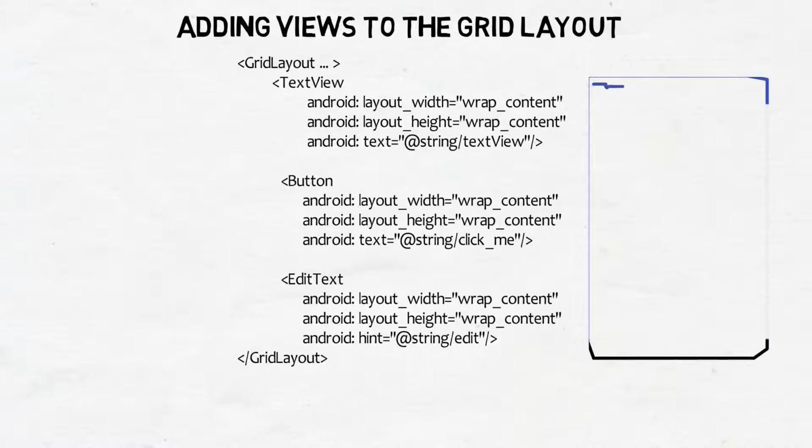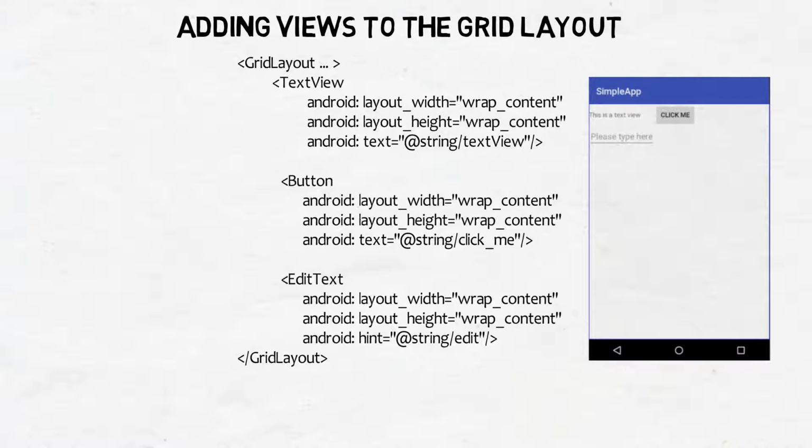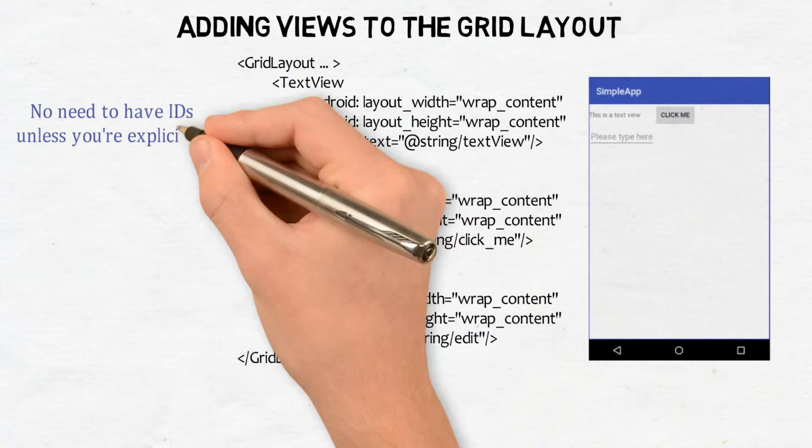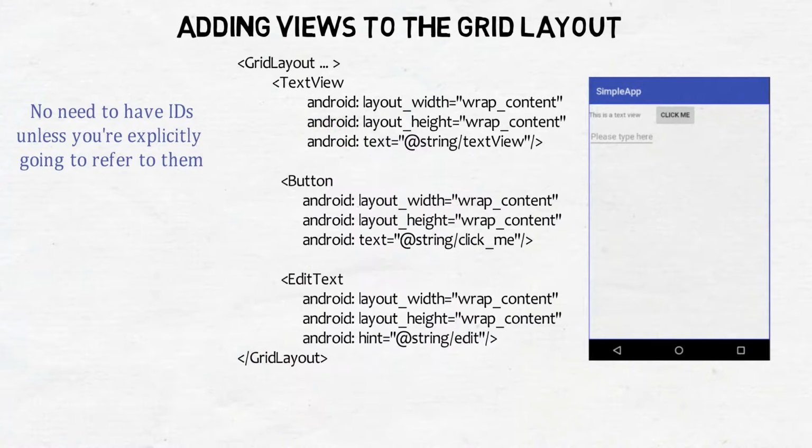You can add views to a grid layout in a similar way to how you add views to a linear layout. Just like a linear layout, there's no need to give your views IDs unless you are explicitly going to refer to them in your activity code. The views don't need to refer to each other within the layout, so they don't need to have IDs for this purpose.